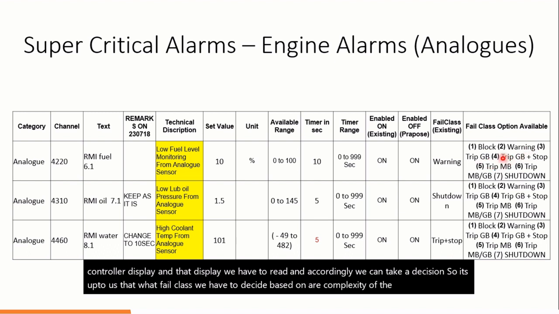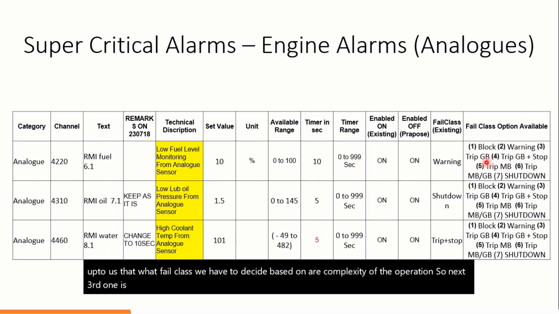Next, the third one is trip GB. GB is the generator breaker. That means we can run the DG but not on load.